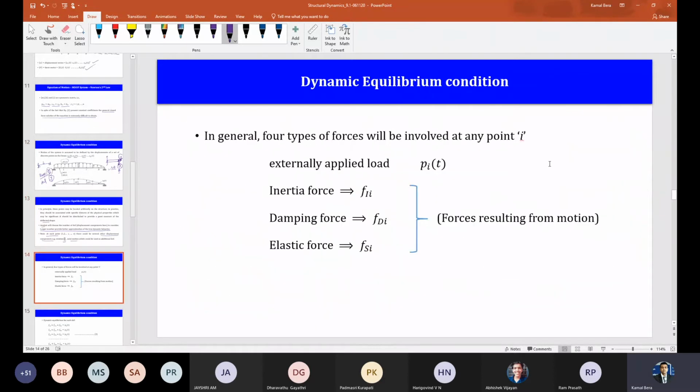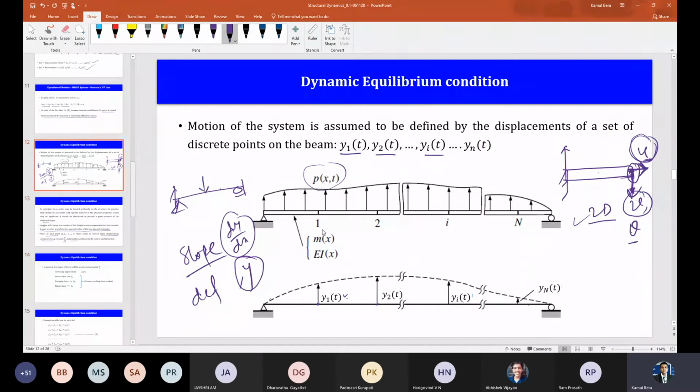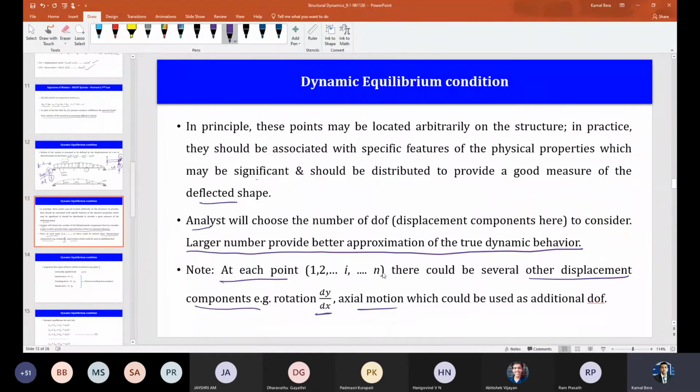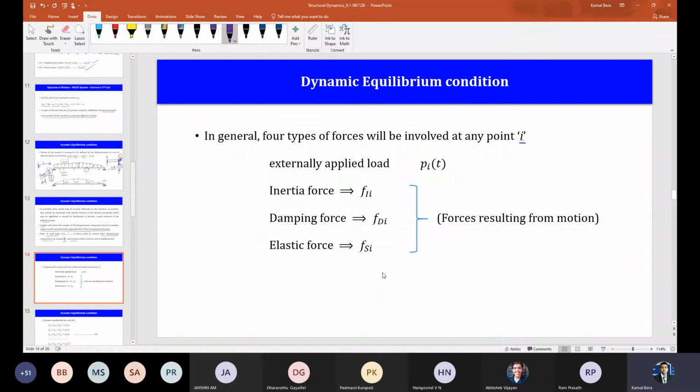So I'll continue from this. In general, there will be 4 types of forces involved at any typical point i. Try to match this with the 2 degrees of freedom or even the single degree of freedom system. Here it is Pi, the external or applied load. Then there are the inertia force, the damping force, and the elastic force: Fi, Fd, and Fs, where i indicates the ith coordinate, the ith location.